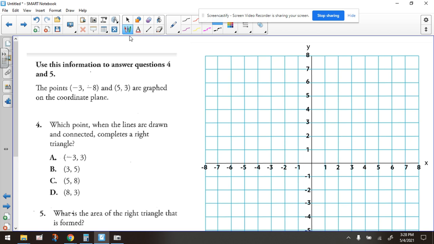Hey everybody, we're looking at questions 4 and 5. It says, use this information to answer questions 4 and 5. The points (-3, -8) and (5, 3) are graphed on the coordinate plane. So let's go ahead and graph those.